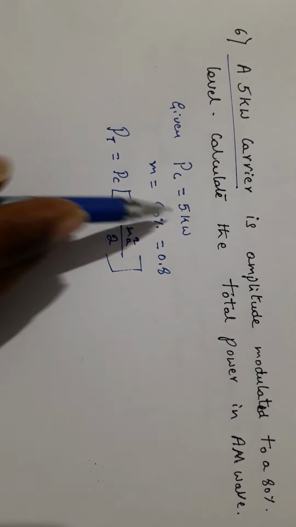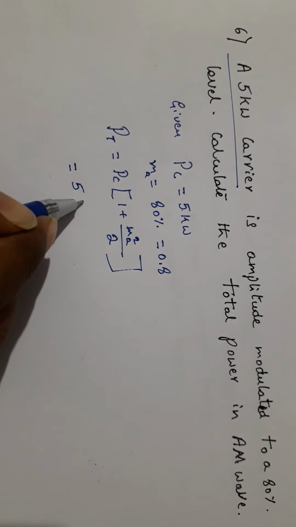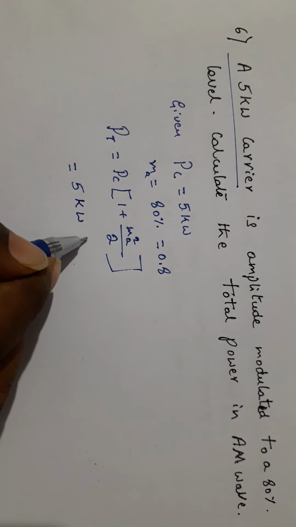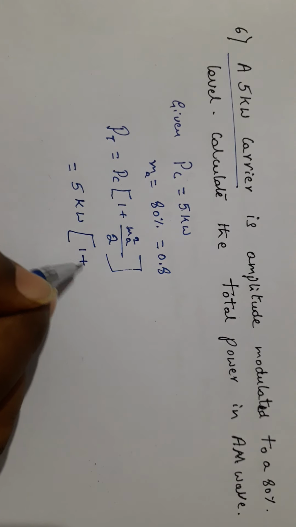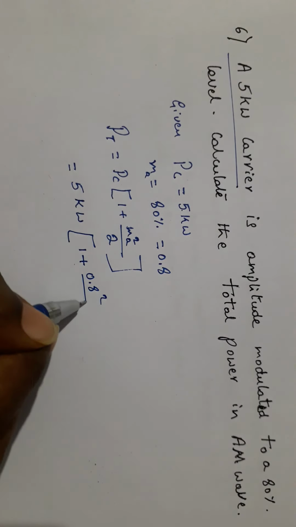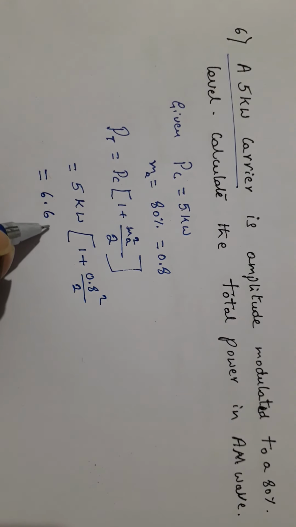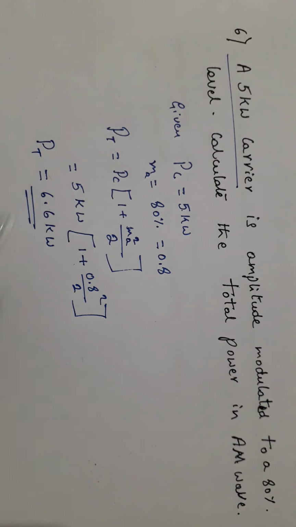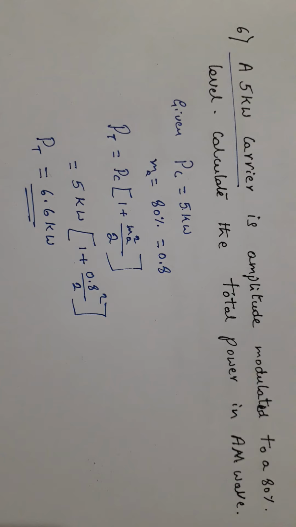Substituting the values of PC and M, we get 5 kilowatt into 1 plus 0.8 square divided by 2, that equals 6.6 kilowatt. The total power is 6.6 kilowatt. Thank you.